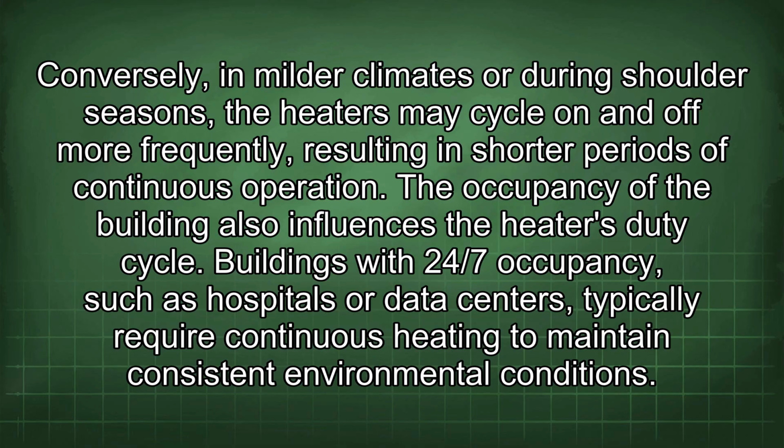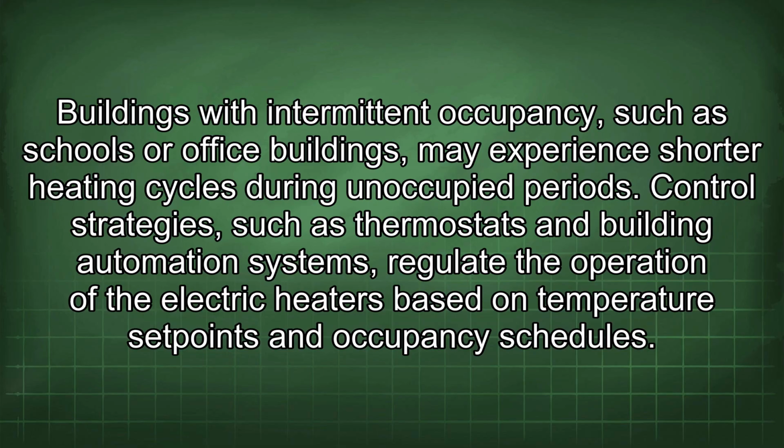Conversely, in milder climates or during shoulder seasons, the heaters may cycle on and off more frequently, resulting in shorter periods of continuous operation. The occupancy of the building also influences the heater's duty cycle. Buildings with 24/7 occupancy, such as hospitals or data centers, typically require continuous heating to maintain consistent environmental conditions. Buildings with intermittent occupancy, such as schools or office buildings, may experience shorter heating cycles during unoccupied periods.